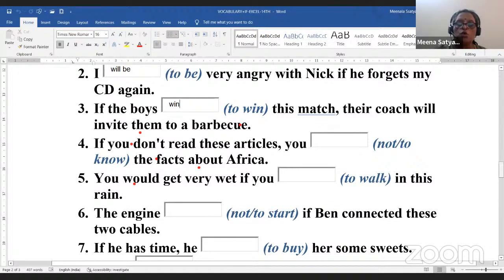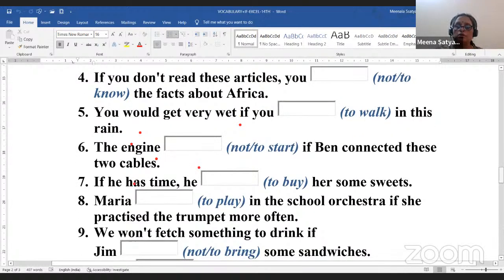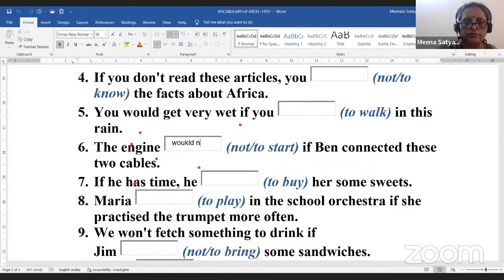The engine would not start if Ben connected these two. The engine would not have started if Ben connected. If he has time, he would buy her some sweets. The engine would not start, yes, would not start.